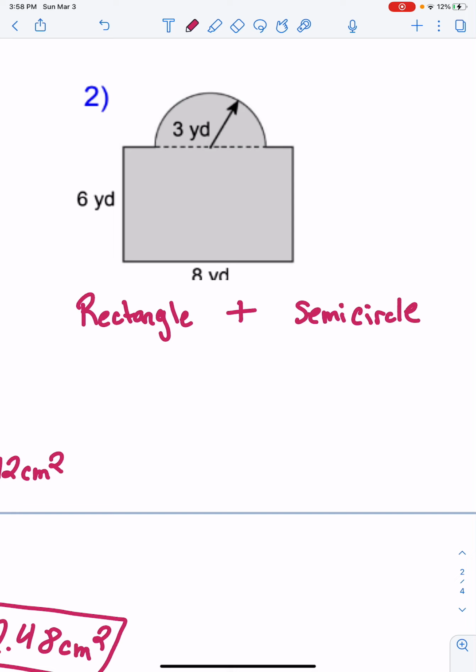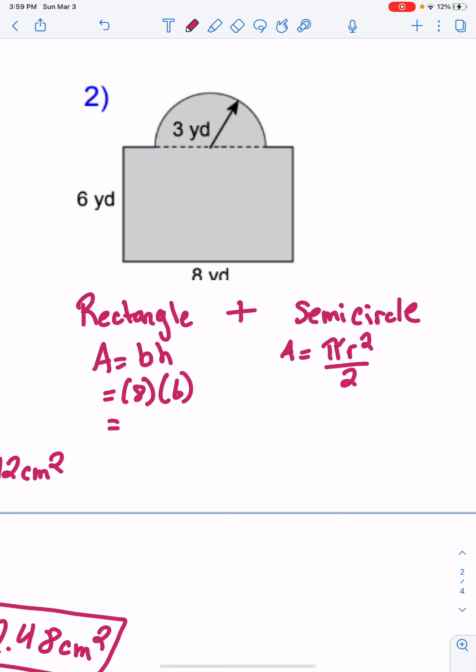So let's write in our formulas. The formula for a rectangle is area equals base times height. And the formula for a semicircle is the formula for a whole circle, pi r squared, and then divided by 2. All right, so let's look at our rectangle, replacing those variables with the numbers they represent. So our base is 8, and our height is 6. So 8 times 6 is 48 yards squared. It's the area of the rectangle.